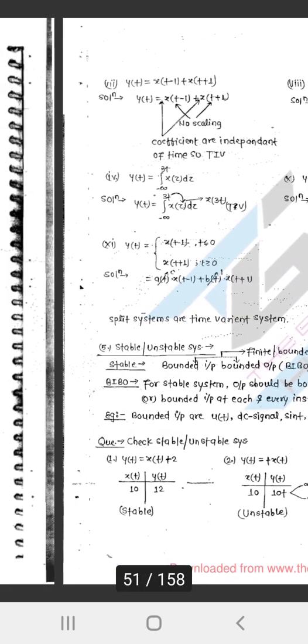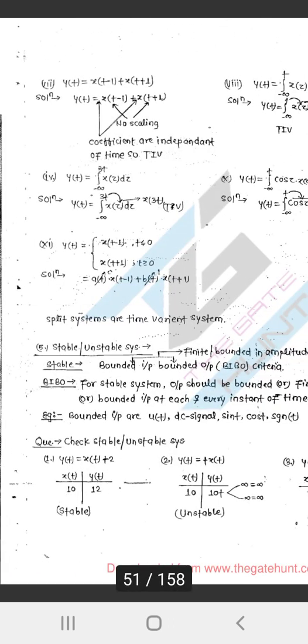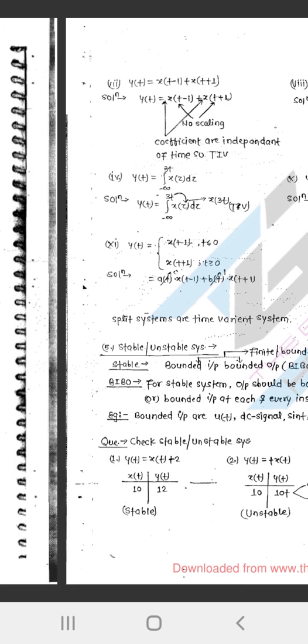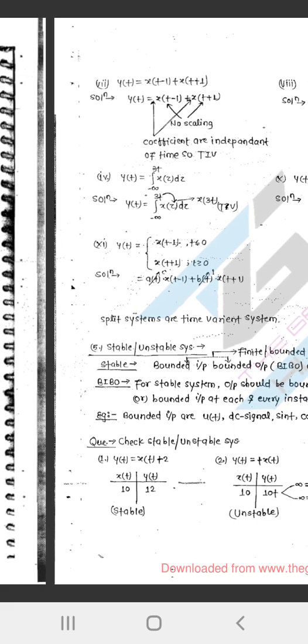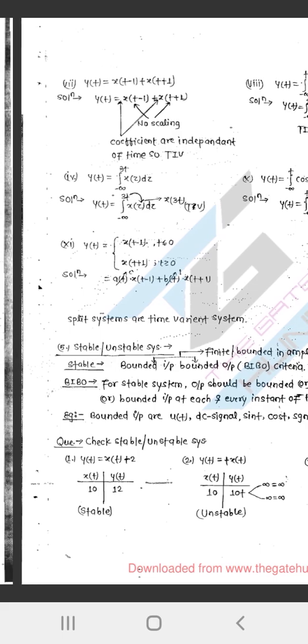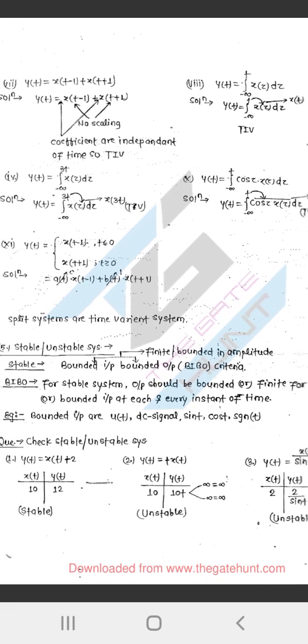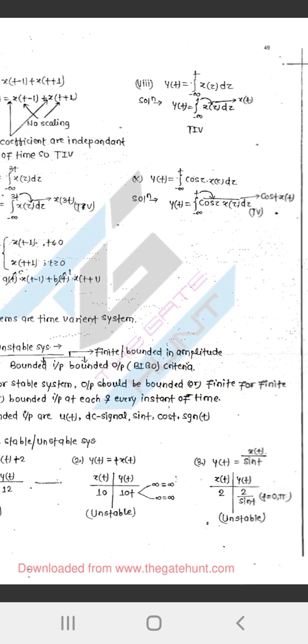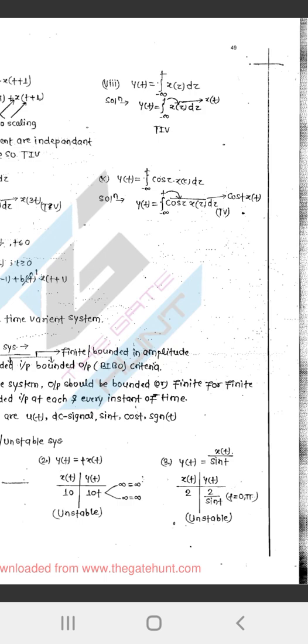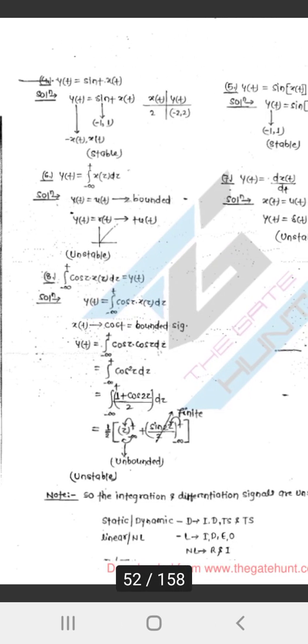Check the system stable or unstable. y is equal to x(t) plus 2 x(t) upon 10, y(t) upon 12. Stable system: y(t) is equal to x(t), x(t) upon 10, y(t) upon 10. Infinity is not equal to infinity. y(t), x(t) upon sin of t, x of 2t upon y(t), sin of t is equal to 0, pi.